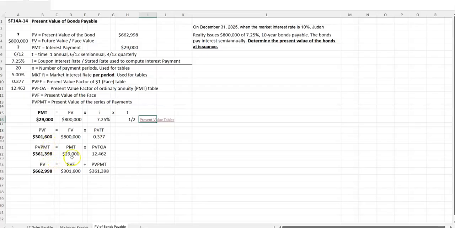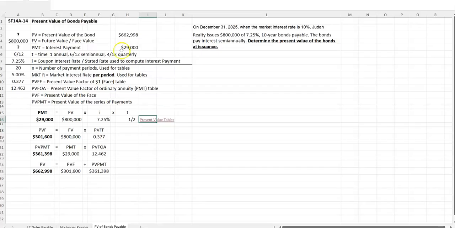Then the present value of the payment, $29,000 times 12.462, comes out to $361,398. When we take these two and add them together, we come out with $662,998. So that's the present value of the bond, $662,998. And the interest payment that we had to compute was $29,000.